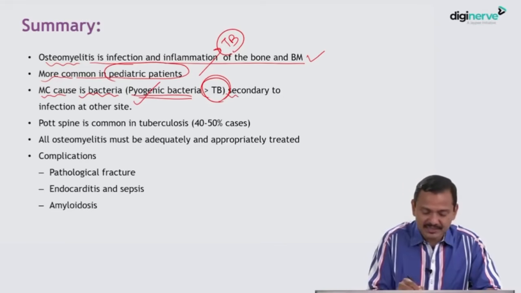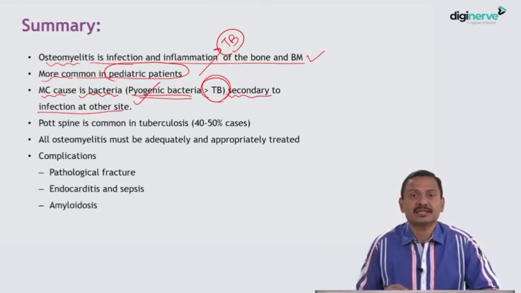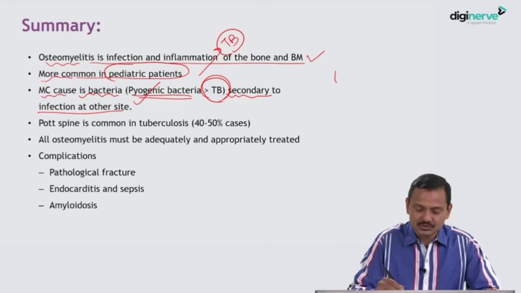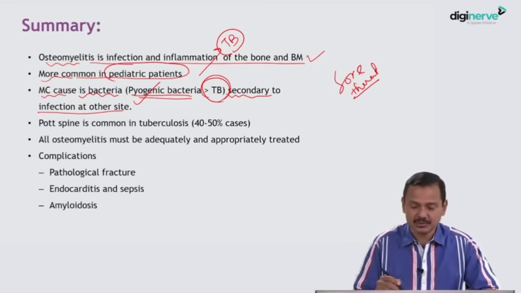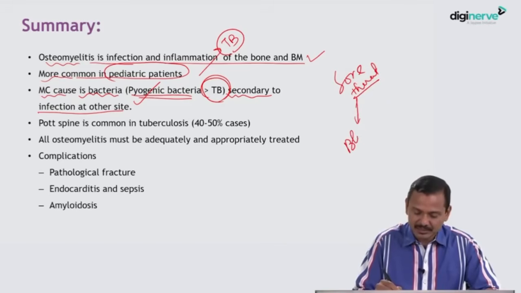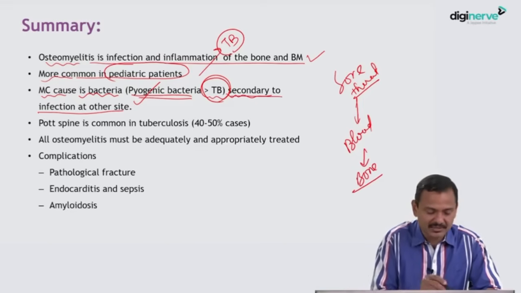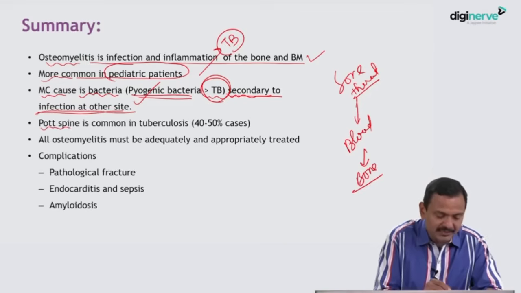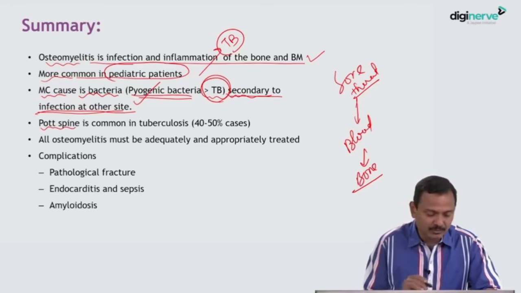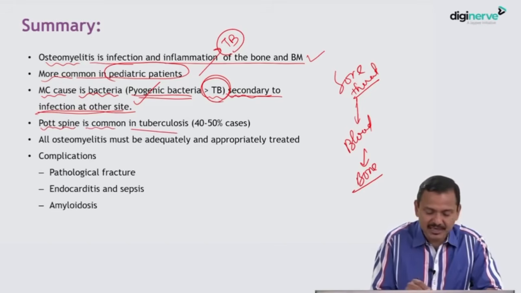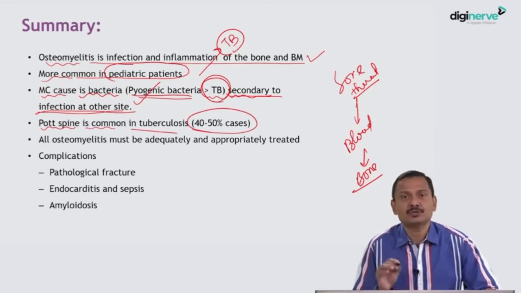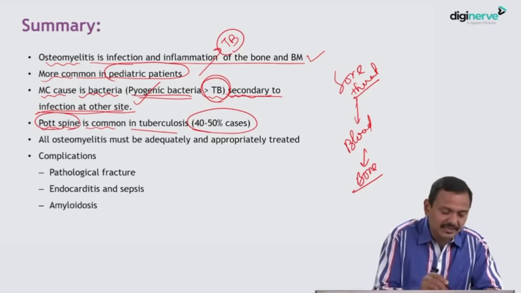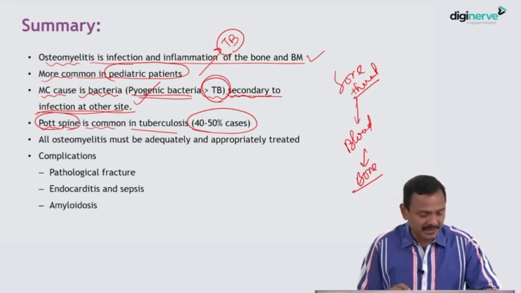On most occasions, this infection is secondary to infection at other sites. Like there is a sore throat. Now sore throat is the primary site, and it is beta hemolytic streptococci. This bacteria will go to blood, and from blood it goes to bone, causing osteomyelitis, and that is what is called secondary to infection at other sites. Pott spine, or inflammation of the thoracic and lumbar vertebra, is common in tuberculosis, and 40 to 50% of tubercular osteomyelitis happens in the spine, and that is called Pott spine.